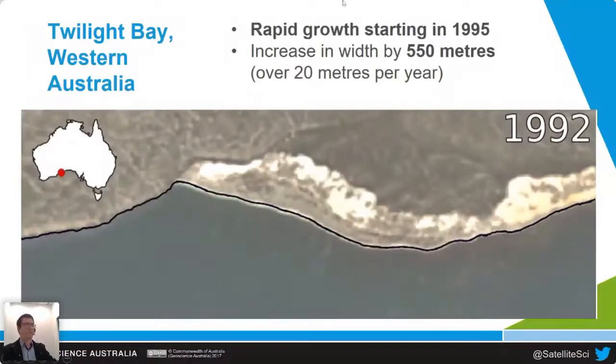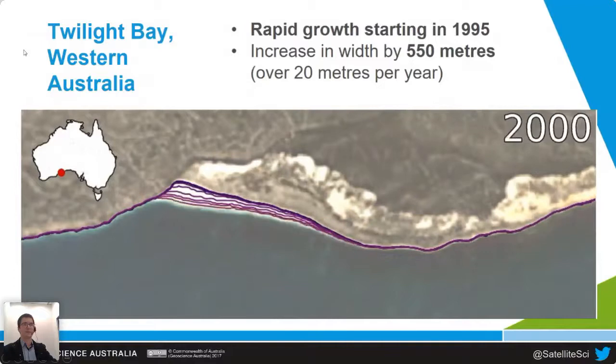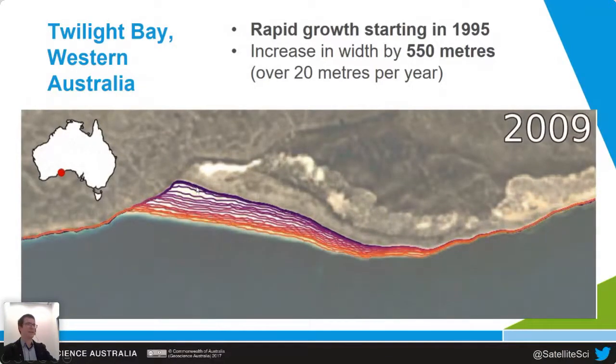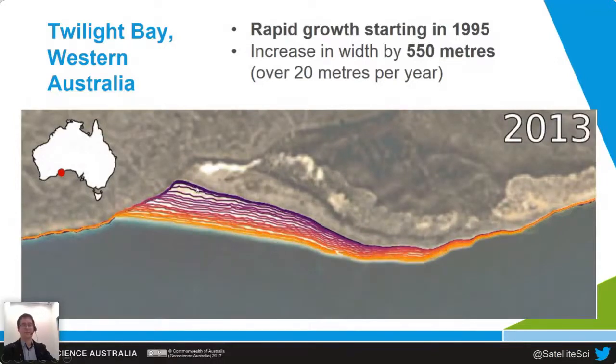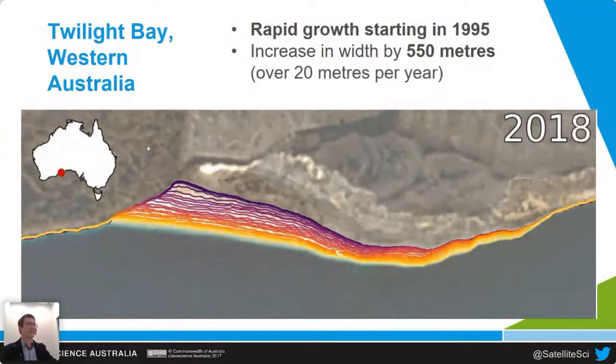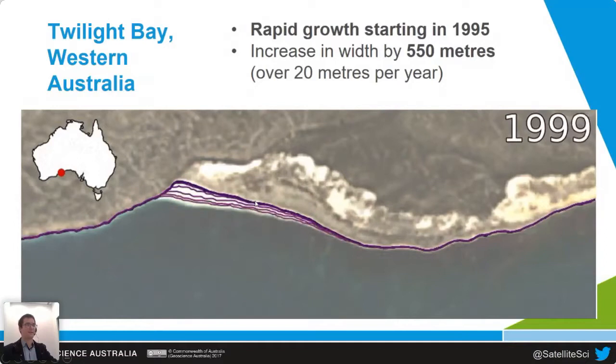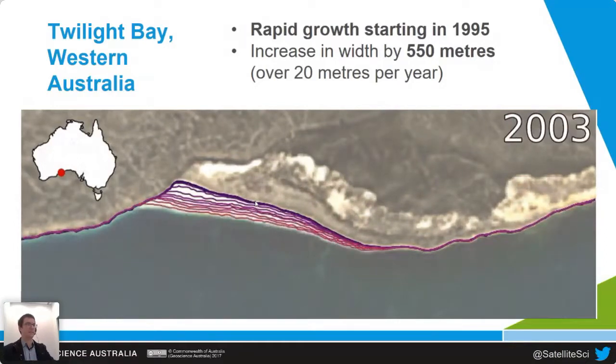On the opposite hand, in Twilight Bay in Western Australia, we've had really fast growth over the last 30 years. In this location, this beach has grown by more than 500 metres over 30 years, which is just amazing. And the fascinating thing about this one is that this beach was really stable until about 1995, and then suddenly this environment just zoomed out.